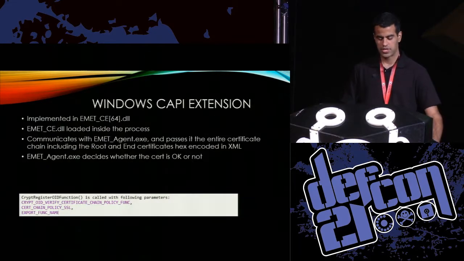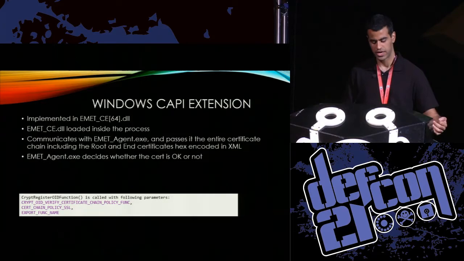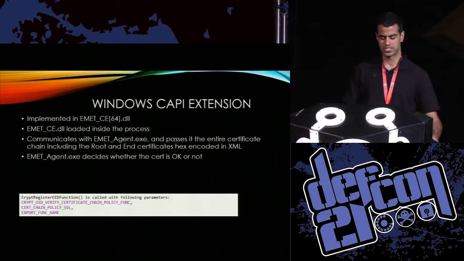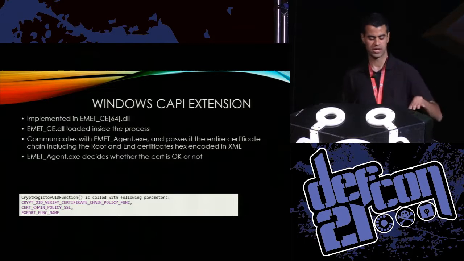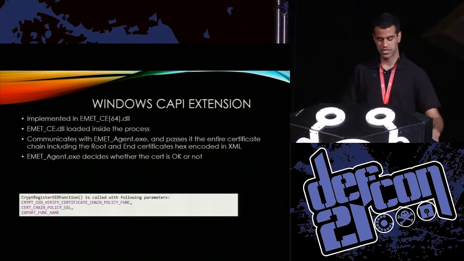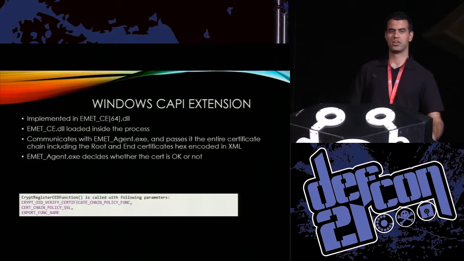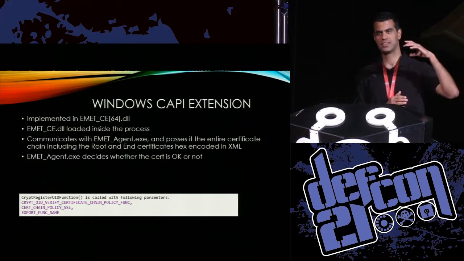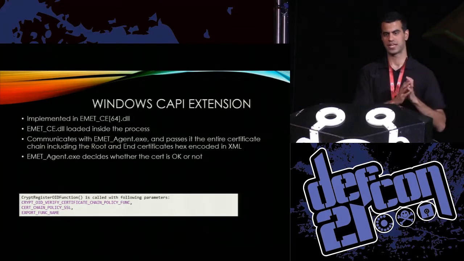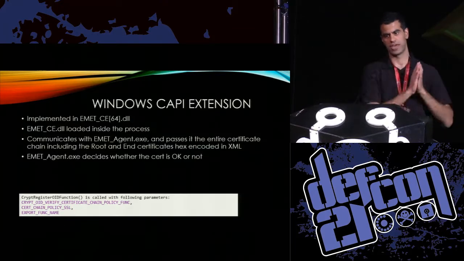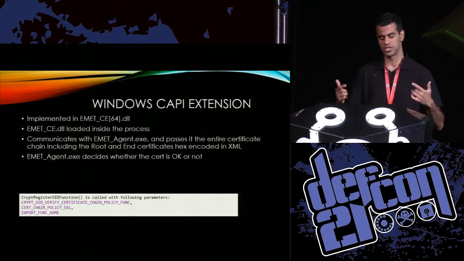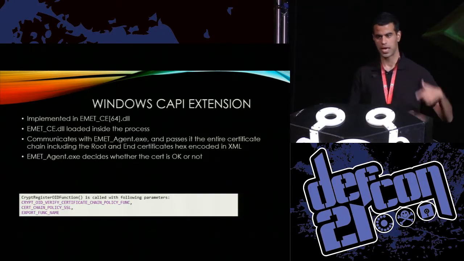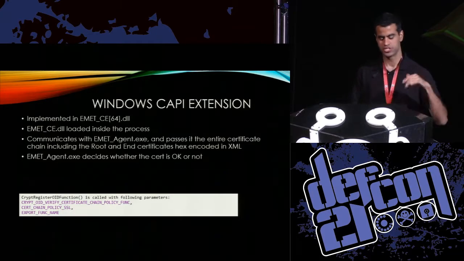So we implemented a crypto API, CAPI, extension. This is what I said was in the EMET CE 64.dll, and this basically communicates with the EMET agent. So we're inside the process that uses CAPI, and we're passing the full certificate chain, the end certificate, all the intermediate certificates, and the root certificate, to the EMET agent that I mentioned earlier. And then the EMET agent makes a decision about whether or not the certificate is okay.